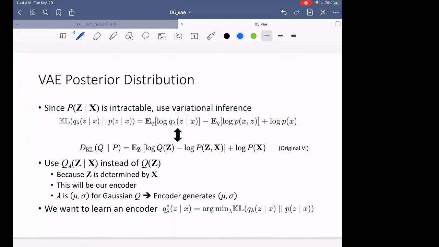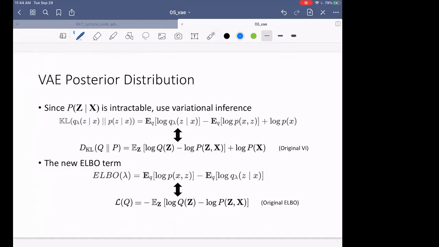All right. So we want to learn an encoder, which is a posterior distribution, the optimal posterior distribution Q star (Z|X), which minimizes the KL divergence between the approximate and the true posterior distribution. So you just expand that again, like this. This comes from the previous slide, it's the same thing. You expand that, and there's a comparison between the original VI and the VAE's VI, and our new ELBO term.